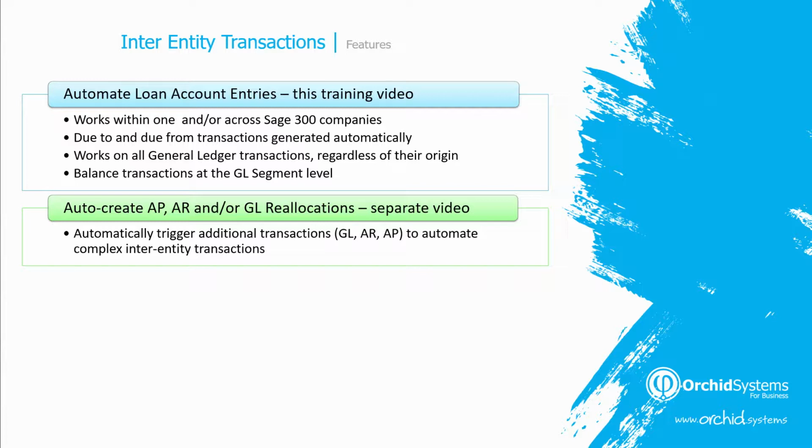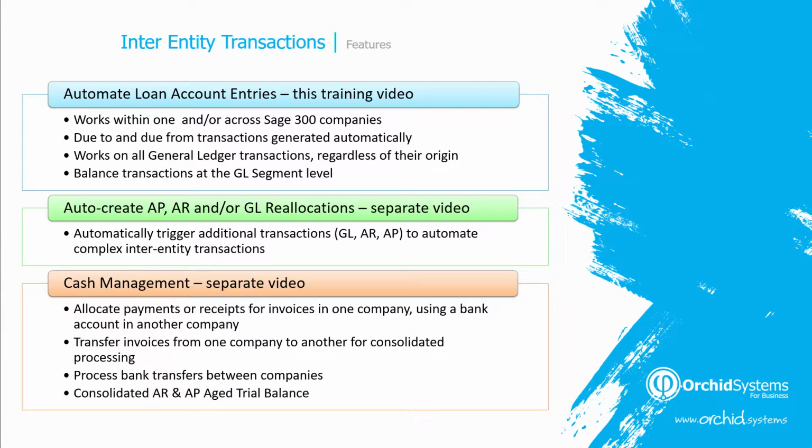Inter-entity transactions also allows you to auto-create AP, AR, and/or GL reallocations. It automatically allows you to create these additional transactions to automate complex inter-entity transactions.